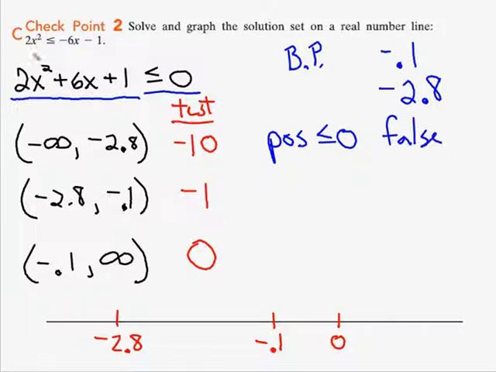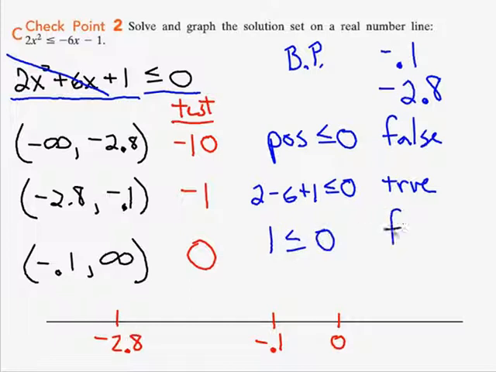Plug in a negative 1. Let's see, negative 1 squared is 1, times 2 is 2. And then we're going to have plus 6 times negative 1, which is a minus 6, and then plus 1. 2 minus 6 is a negative 4, plus 1 is negative. Is a negative number less than or equal to 0? Yes, that is true. Now the easy one, plug in 0. The x terms are wiped out by the 0, so we have 1. Is 1 less than or equal to 0? That's false. So we will also not color in that interval.